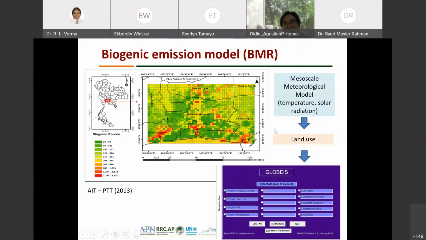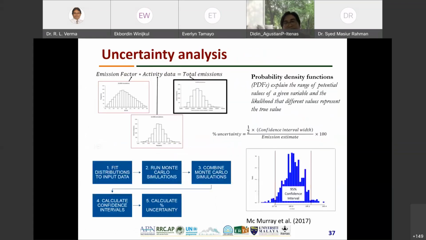And then, of course, we also extract the important input data of land use available in a city, for example. And then we can run this model to estimate the biogenic emission like terpene, monoterpene. Those are very reactive VOCs. Once they meet NOx or hydrocarbon, there is high potential to form ozone in the atmosphere.